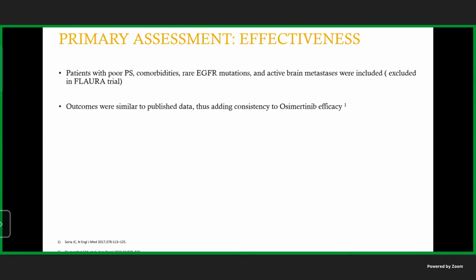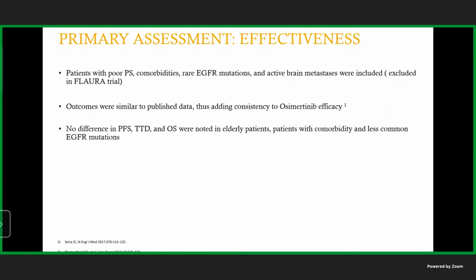So coming on to the effectiveness, patients with poor PS, comorbidity, rare EGFR mutation and active brain metastasis were included, which were excluded in the FLAURA trial. So we know poor PS patients. Many of our patients come with poor performance status, and we usually offer them an EGFR TKI rather than abandoning them, as the trial did not include these patients. Many patients had comorbidities and rare EGFR mutations, and they were also present. And the outcomes were similar to the published data, thus adding consistency to the osimertinib efficacy.